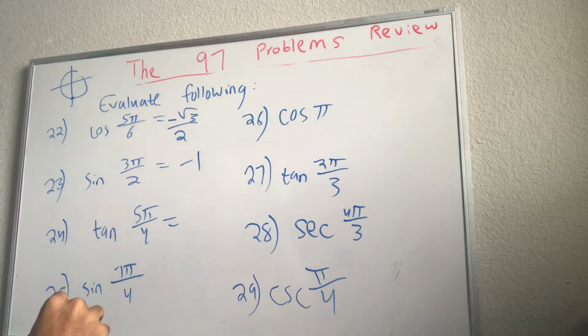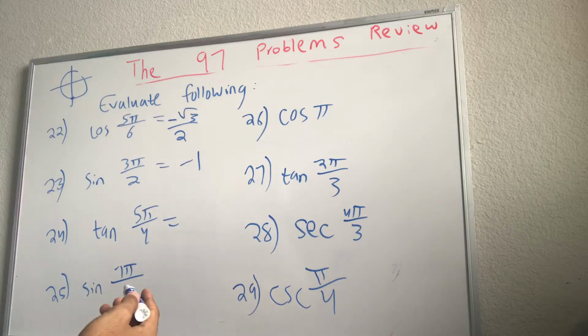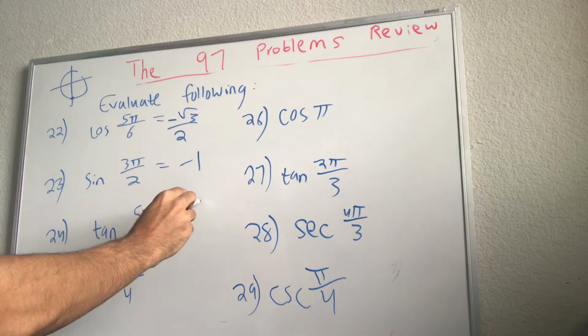Then we have tangent of 5 pi over 4. You know the reference angle here is pi over 4, so tangent of pi over 4 is obviously 1. And because we know 5 pi over 4 is in the third quadrant, where tangent is positive, question number 24, tangent of 5 pi over 4, will give us the value of +1.